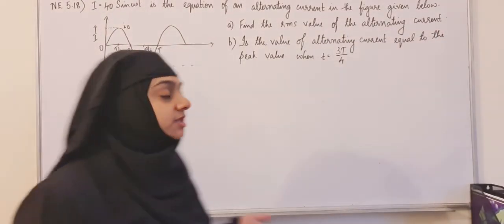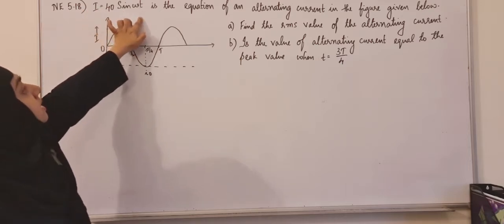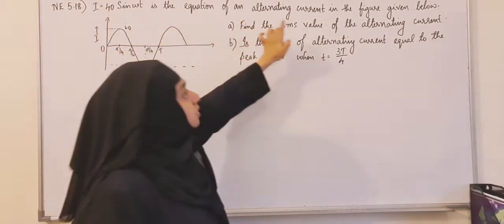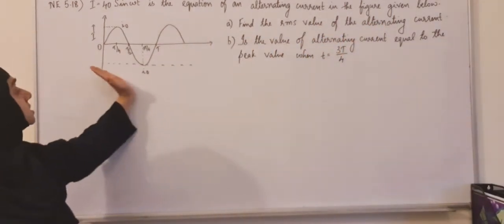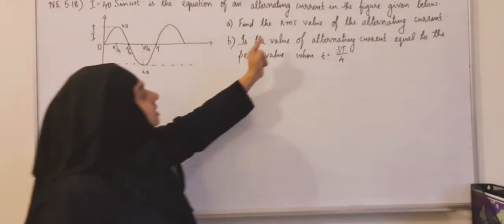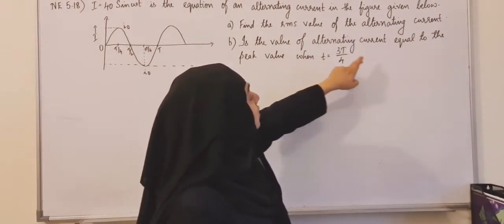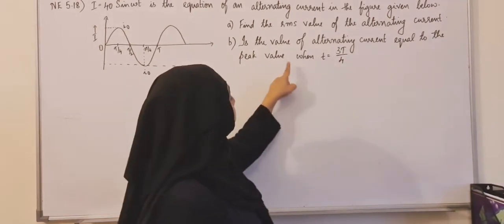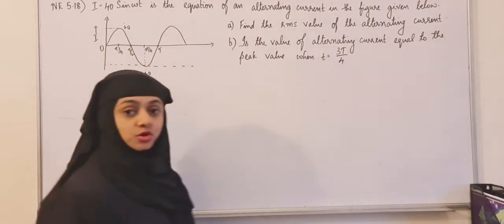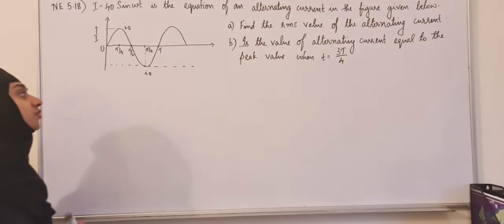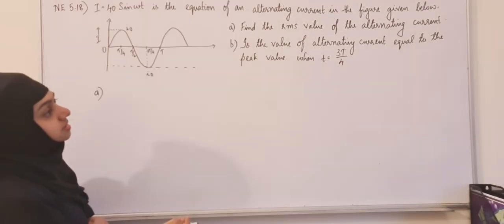This is also from the textbook. I is equal to 40 sine omega t is the equation of an alternating current in the figure given below. Okay, this is an alternating current. Find the RMS value of the alternating current. Is the value of alternating current equal to the peak value when t is equal to 3T by 4? So the first question is straightforward. We just have to find the RMS value of the alternating current.